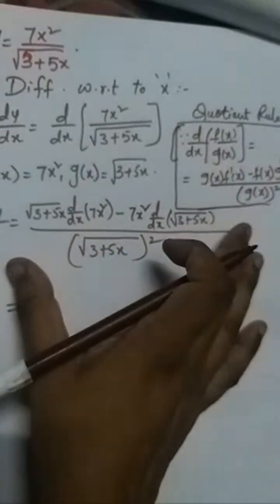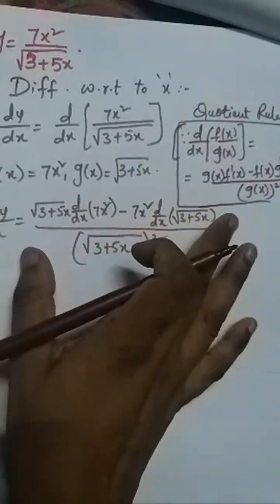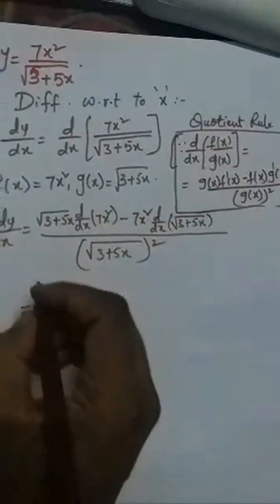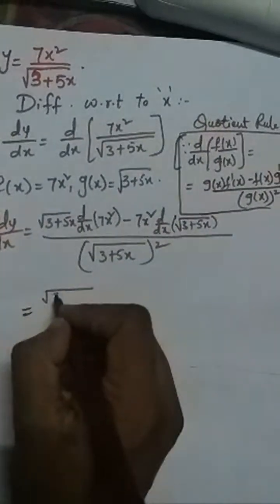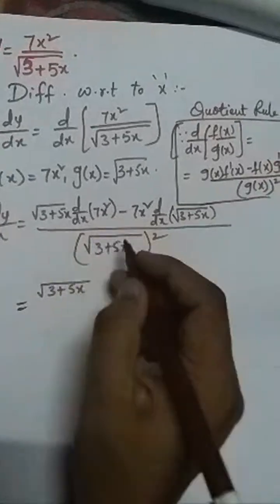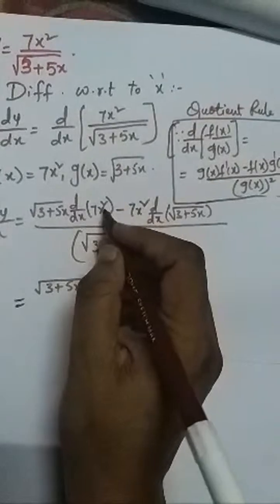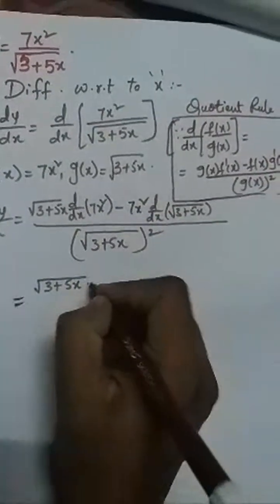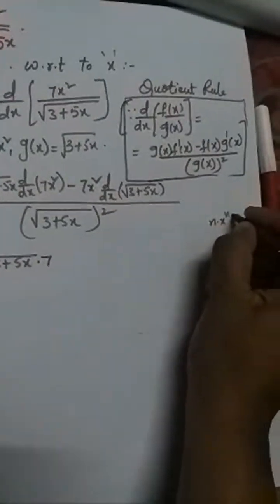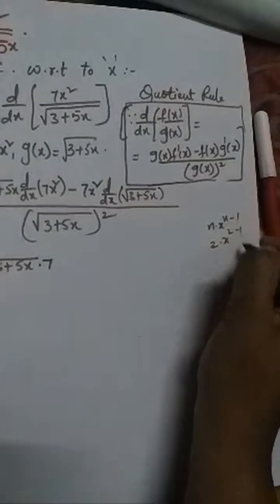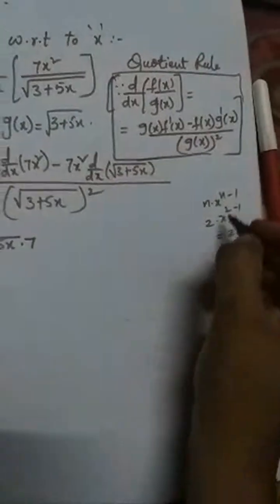Now compute this all. This is the d by dx of u by v form, that means f of x by g of x form. Now we have to simplify this. As it is, we have to write d by dx of 7x square. This is again in the power rule form. x power n, we write the constant outside. x power n means n into x power n minus 1. 2 into 2 minus 1, that is 2x. We get d by dx of x square is 2x.